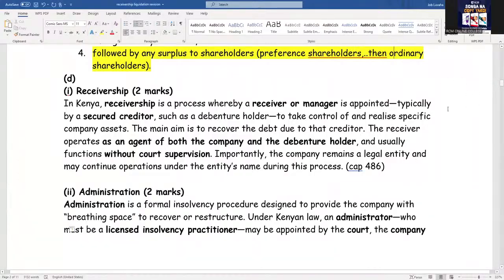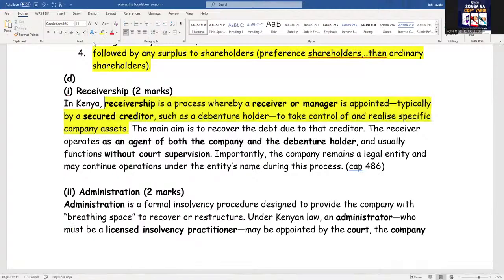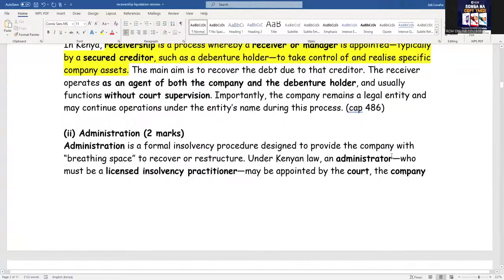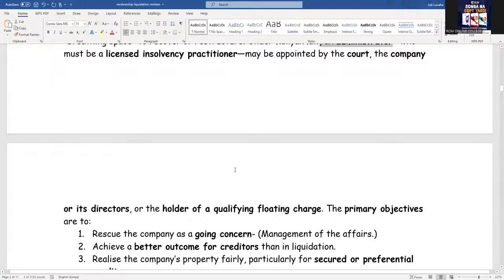So when you talk about receivership, it is the process where a person we call a receiver or a receiver manager is appointed by a secured creditor, such as a debenture holder, to take control and realize specific company assets. You can see the receiver's role is to secure specific assets for a specific creditor. So the main aim is to recover the debt due to that creditor. But what happens under administration? It is a situation where a person we call an administrator is appointed to take over the overall management of the affairs of the company.